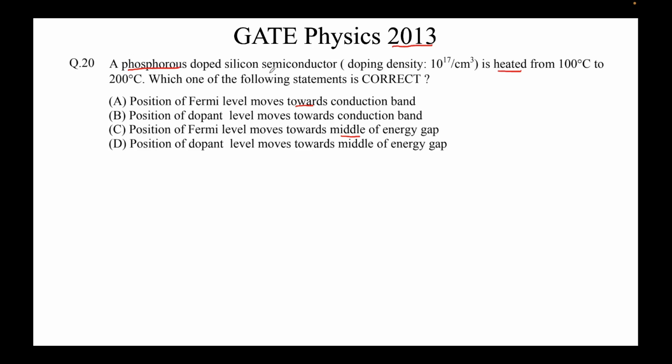Now, note that this is a phosphorus doped silicon semiconductor and we know phosphorus being a group 15 element will act as a donor in silicon. Silicon is a group 14 element, and the donors donate electrons. So what we are creating is essentially an n-type semiconductor due to phosphorus doping in silicon. It's heated from 100 degrees C to 200 degrees C, and we have to see what impact does it have on energy levels.